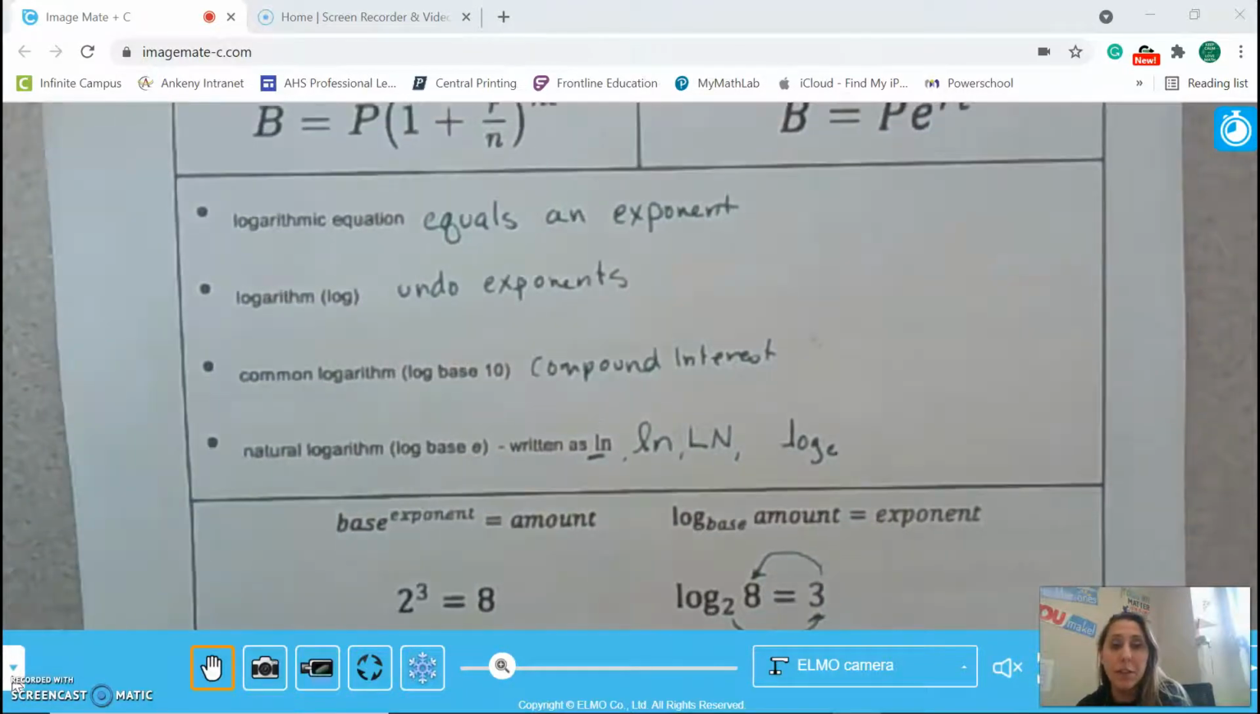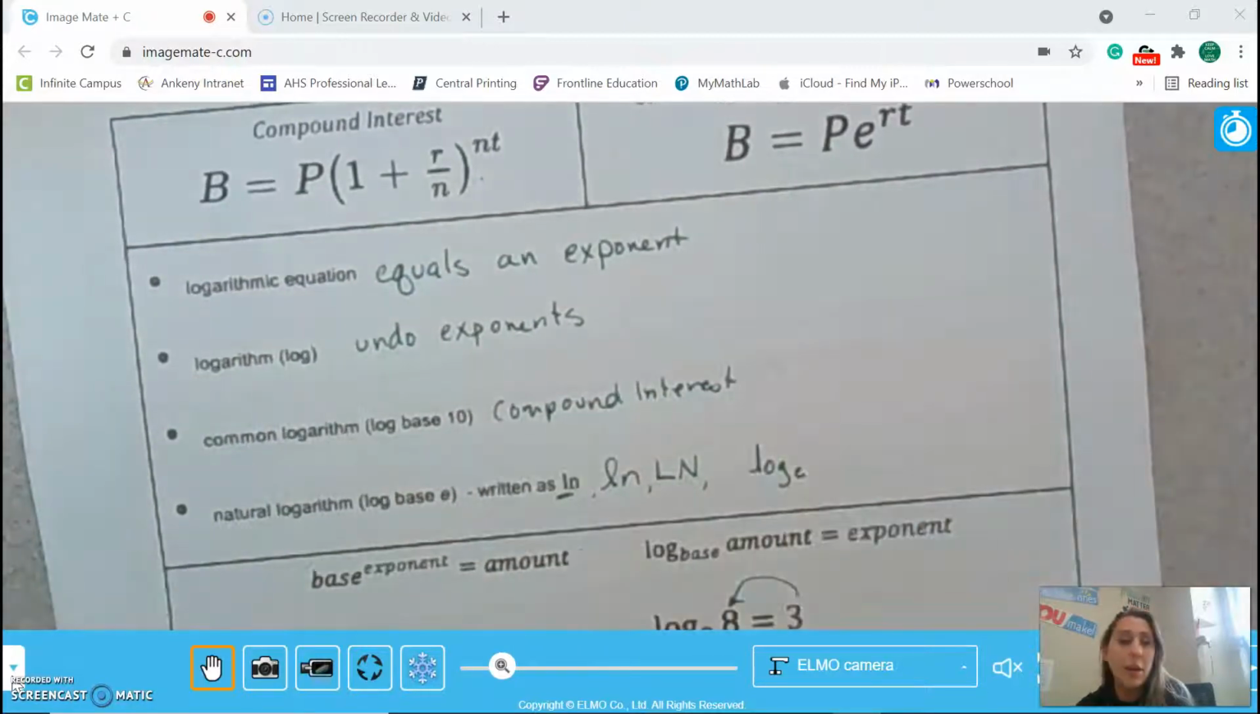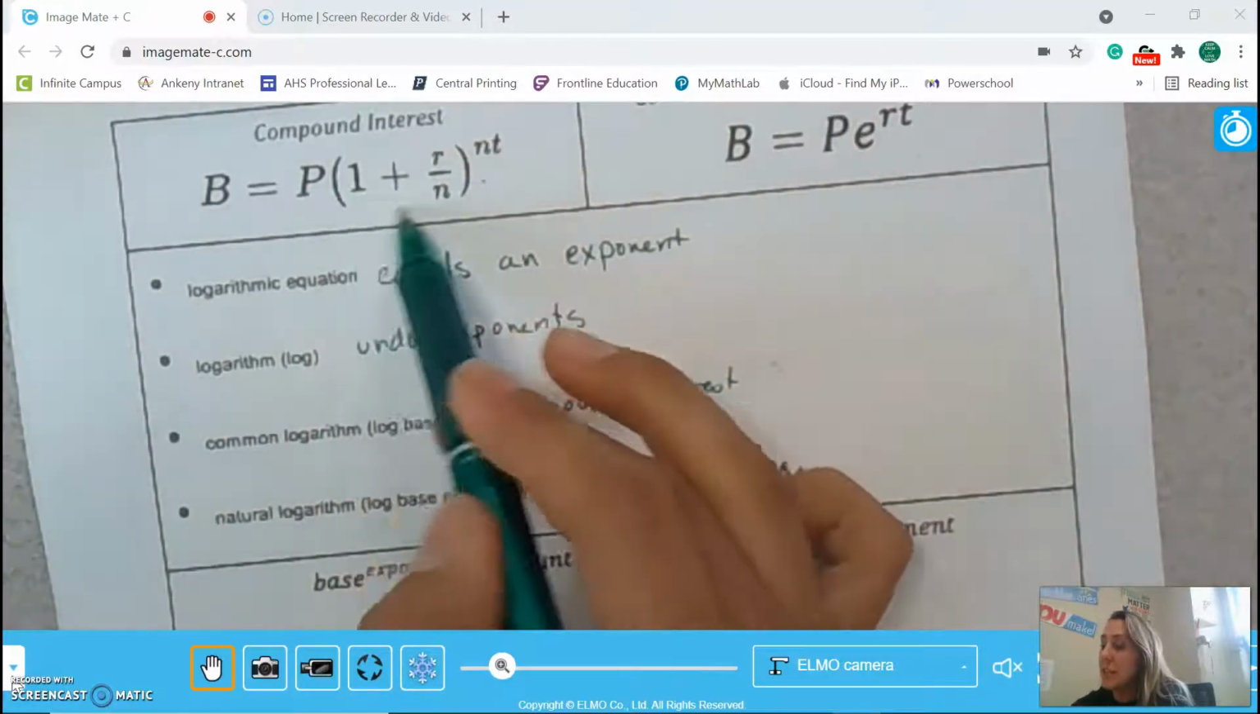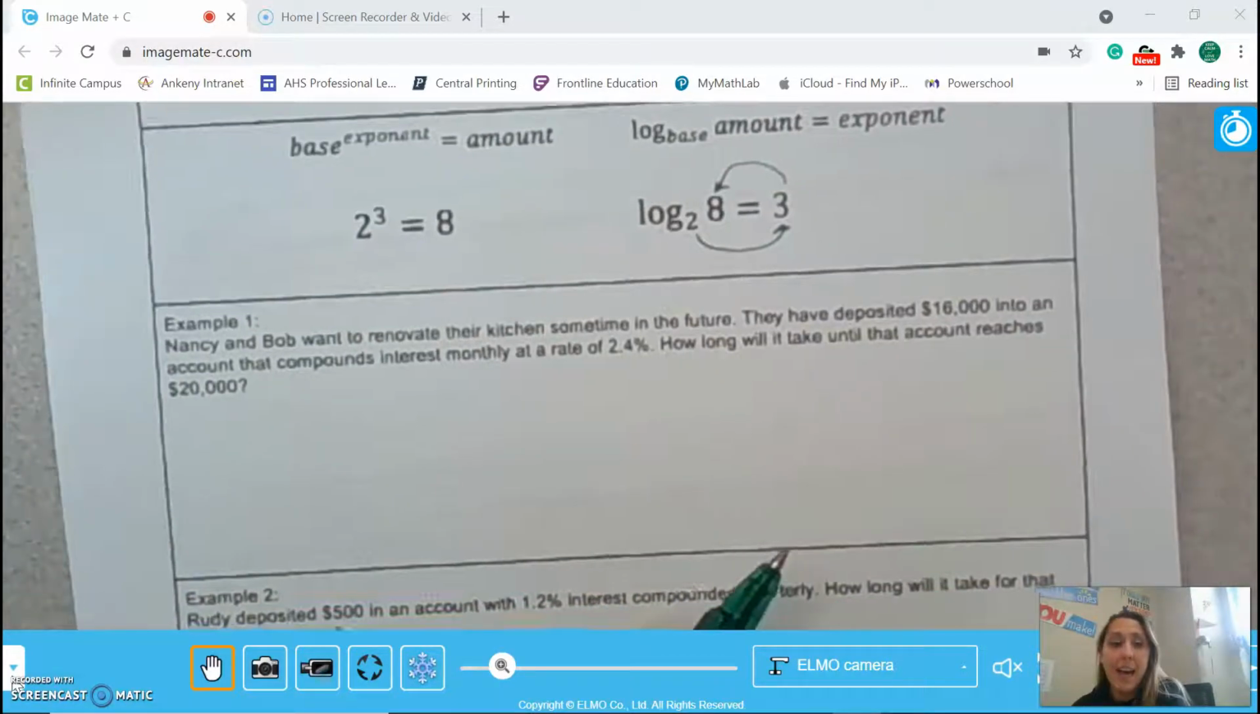So that's what we're going to do. A lot of times what we can do is get rid of our principal right away when we're solving, so that we can get this number by itself to make it just a little bit easier. So that is what we are going to do.